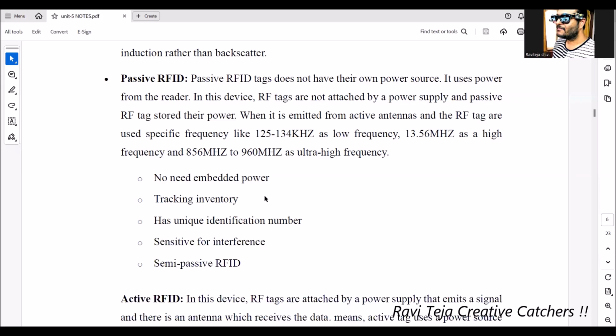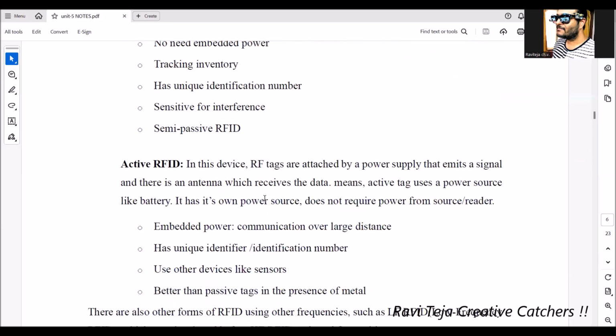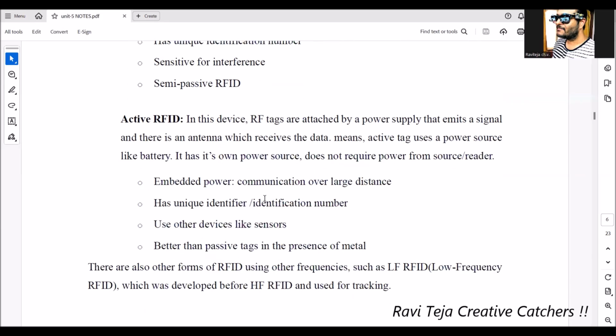So it is sensitive for interface, and it can also be called a semi-passive RFID. Okay. Coming to the active RFID. Unlike passive RFID, active RFID is used for larger distance communications, and this tag also holds some sort of data, 10 digit. But here the RFID tags are powered by a power supply. It can be solar, battery powered, or anything.